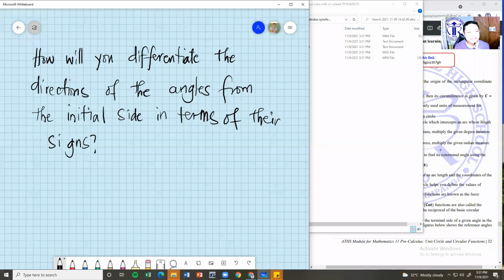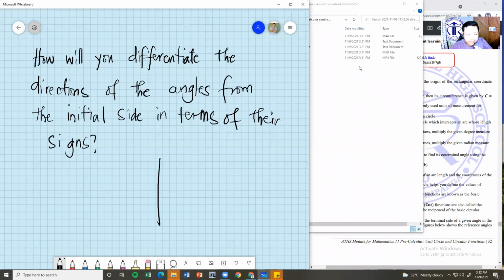How will you differentiate the directions of the angles from the initial side in terms of their signs?